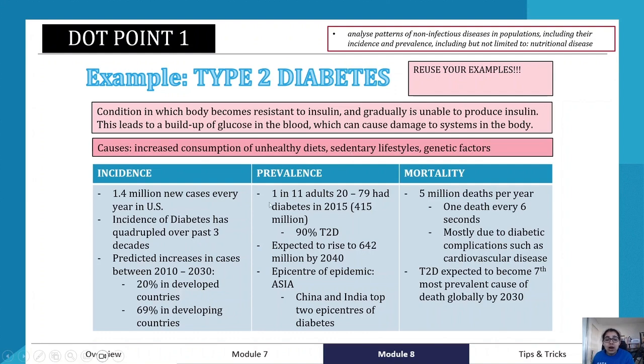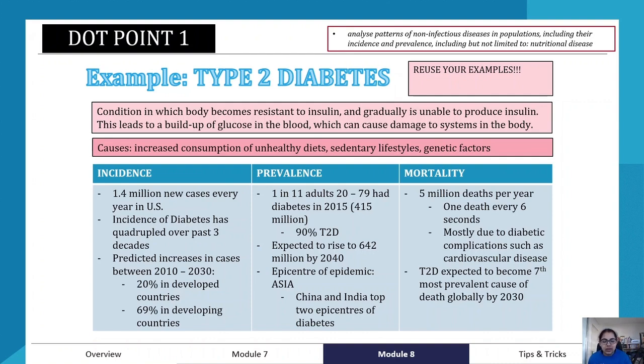Now, the prevalence: 1 in 11 adults between the age of 20 and 79 had diabetes in 2015, and 90% of those were type 2 diabetes. So again, type 1 is autoimmune. It is happening because your body cannot actually produce the insulin because your immune cells are attacking those beta cells and stopping them from producing insulin. However, type 2 is when over time your body has grown resistant to the insulin because you kept eating unhealthily, and it started off by your body needing more insulin to come back to the normal glucose levels, and over time the body just kind of gives up.